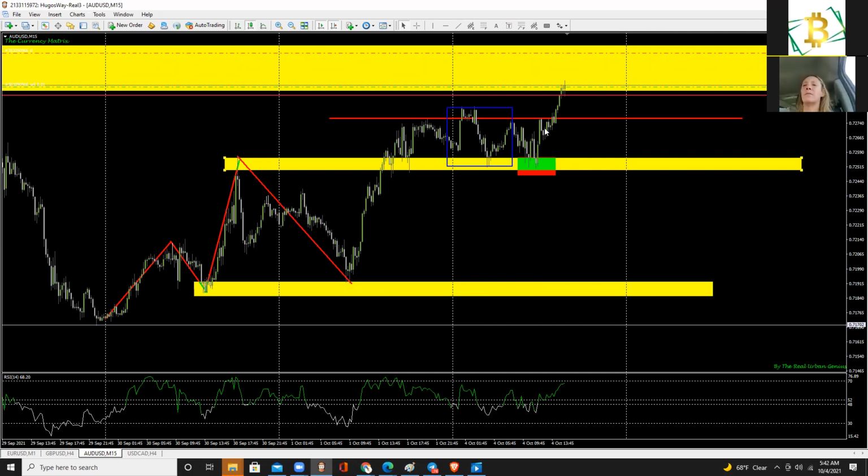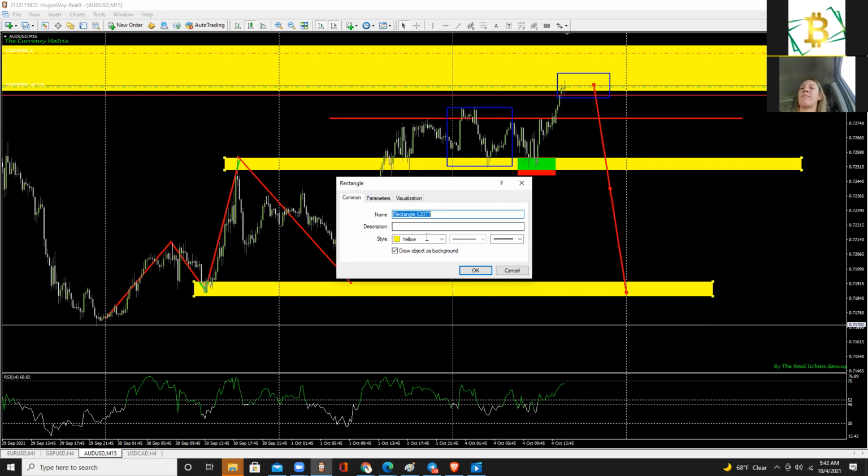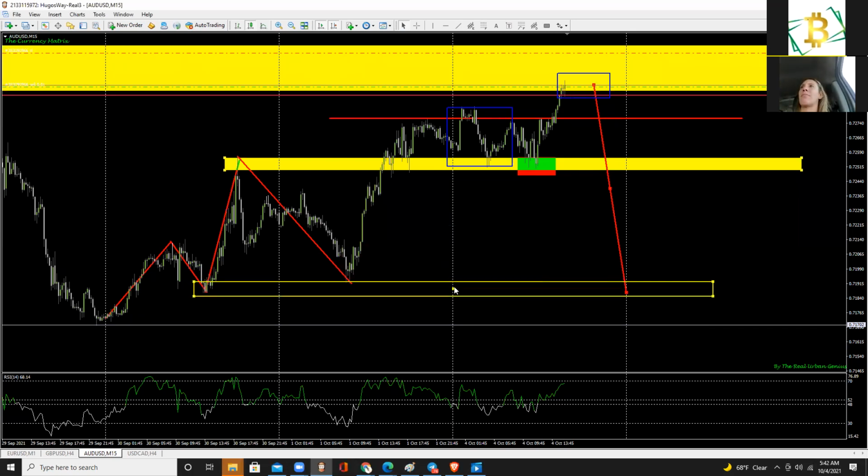Then now, of course, we're coming into the New York session, and the New York session high will likely be set right in here where I've entered. And then we would likely see price come back down here and ultimately retest this support level here. Now, how do I know that? I'm about to show you exactly how I know that.